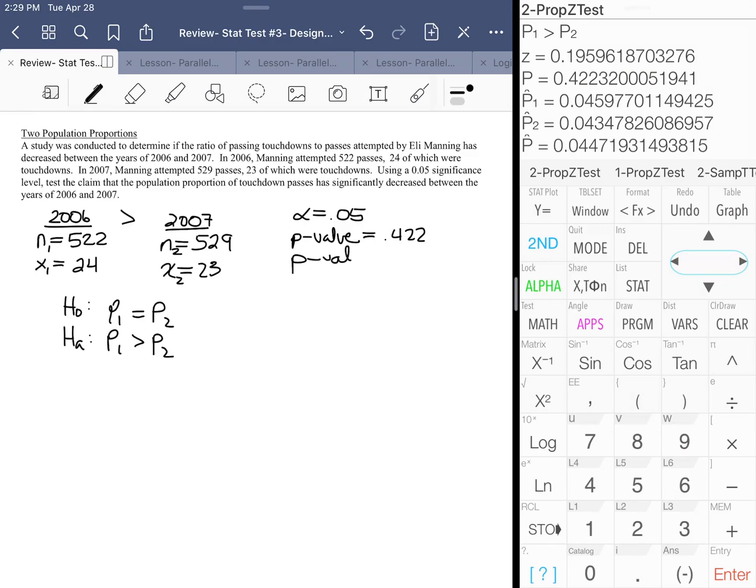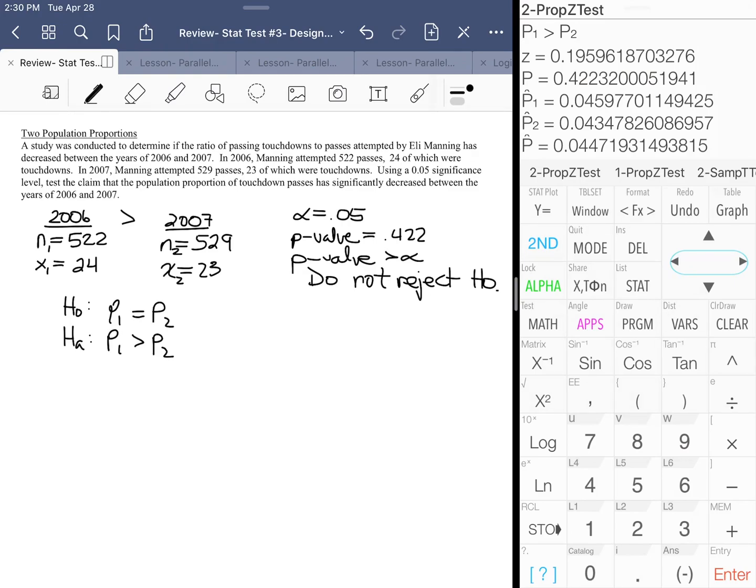All right. So that is a massive p-value. Well, we don't really care how big it is. We just care about how big it is compared to the alpha value. So the p-value is greater than the alpha, so do not reject H0. What this is telling us is that there's no significant difference between the performances in the 2 years.